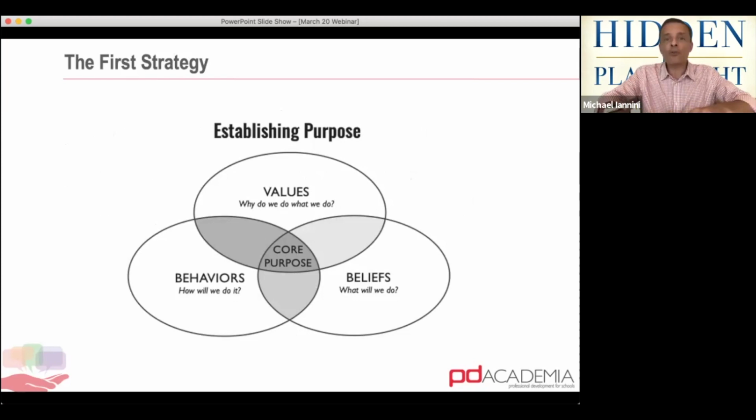Because if they're able to find that sweet spot, they're going to be able to bring their values and beliefs into the work that they do. And by bringing in those values and beliefs, they're also going to be able to define the behaviors that they need to adopt or demonstrate so that they can achieve that core purpose.